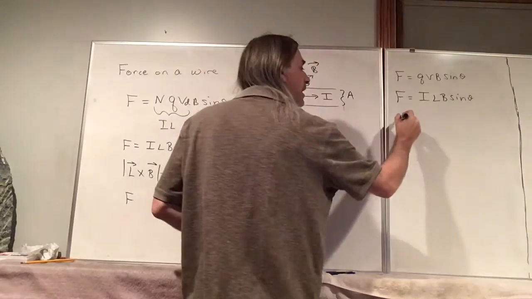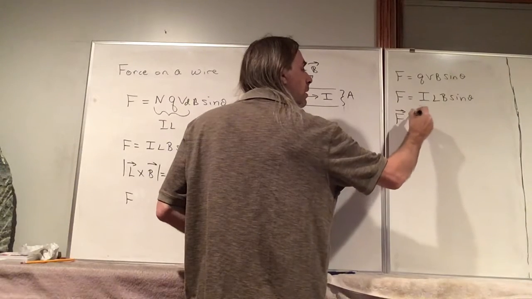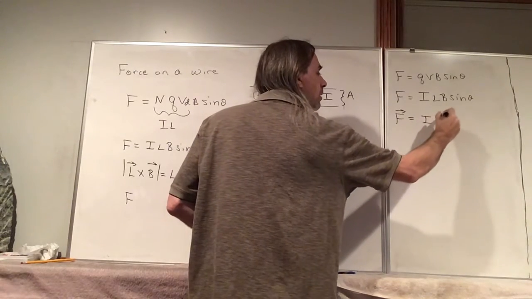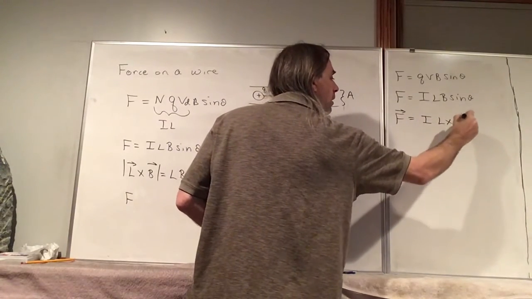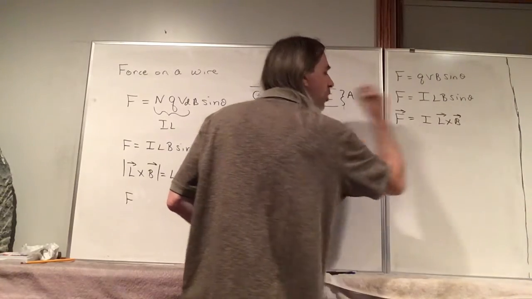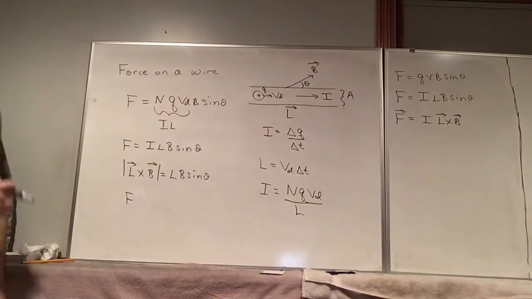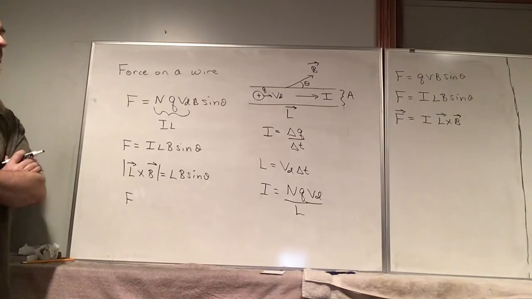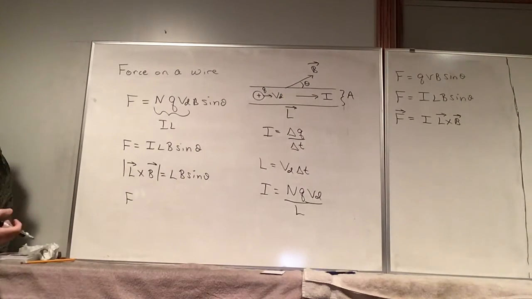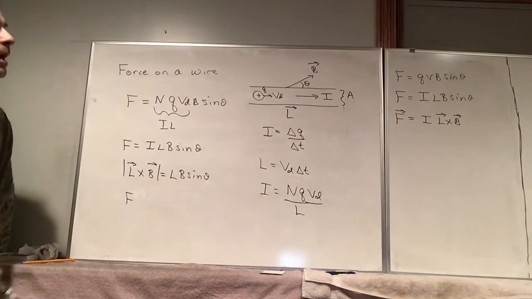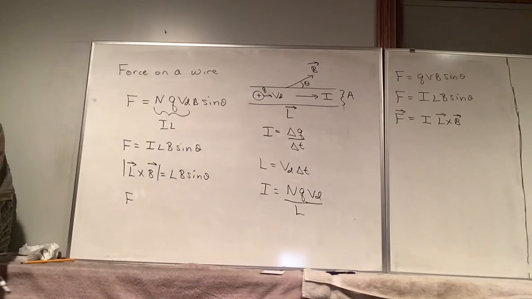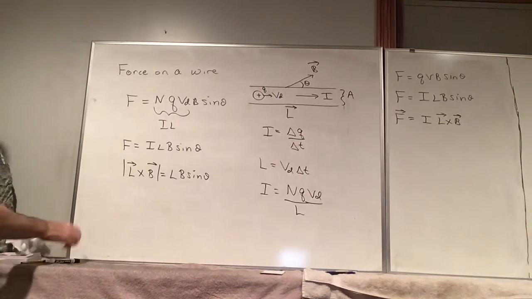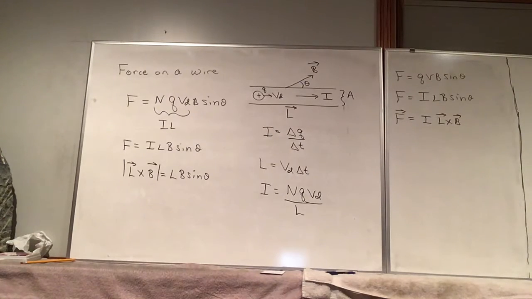If you want to write it as a vector, it's a little more compact, and it also gives the direction. Although, carrying out the mathematical cross product using determinants, it's much easier just to use a right-hand rule. But that's a more compact way of writing it. All right, so that's the magnetic force on a straight wire.